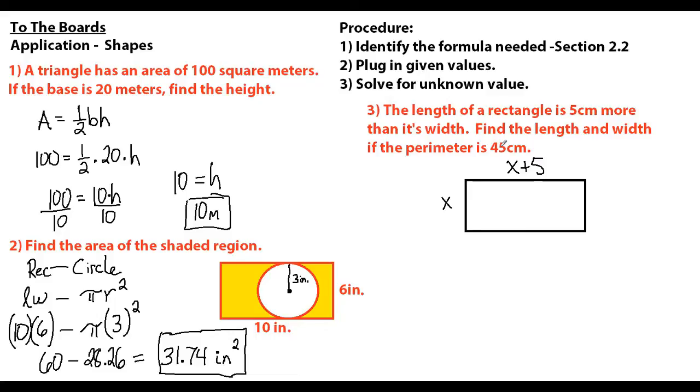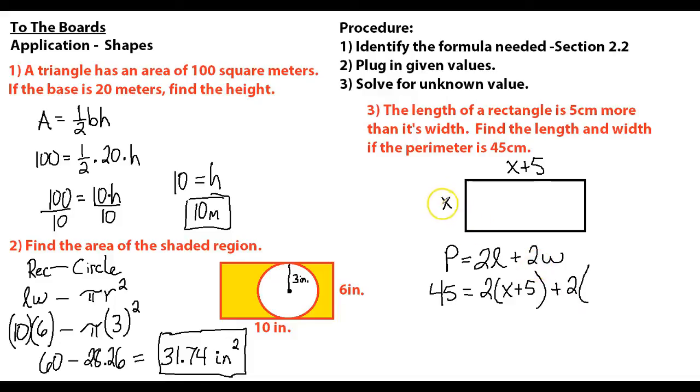The perimeter formula of a rectangle is P equals 2L plus 2W. Now we're going to plug in our known values. They told me the perimeter is 45, and they told me that the length is x plus 5. So I'm going to put that in for the length, plus 2 times the width, which is just x.